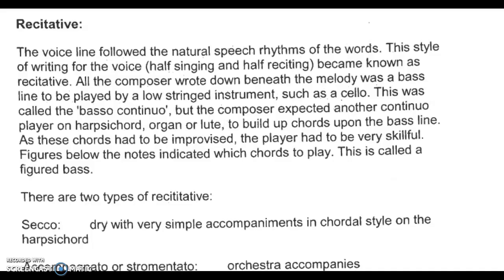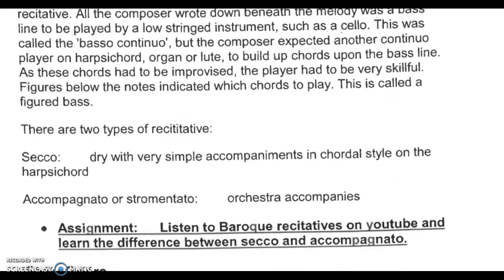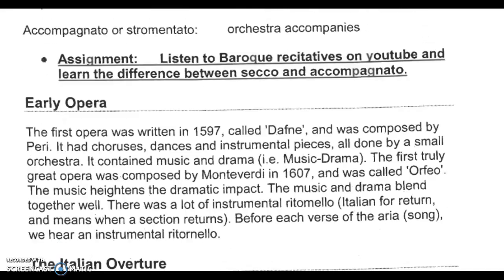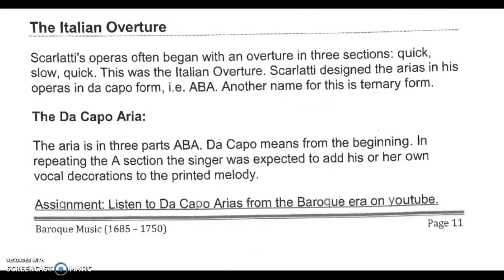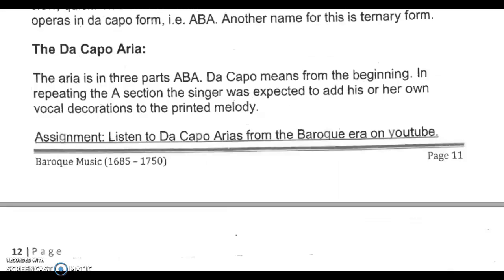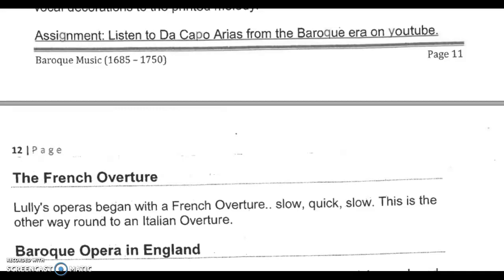Now, if you go to page 11, you will see a repeat of the recitativo, and you will also see that you have an assignment there. Listen to Baroque recitatives on YouTube and learn the difference between secco and accompagnato. Then the early operas are also discussed there. We have the Italian overture, the da capo aria, and there we have another assignment. Listen to da capo arias from the Baroque era on YouTube. So just type in da capo aria and see what you get. And there I have a little bit of the French overture.